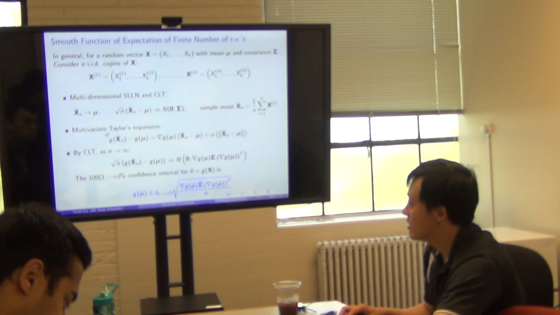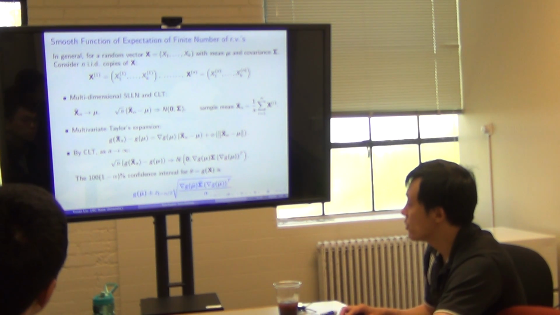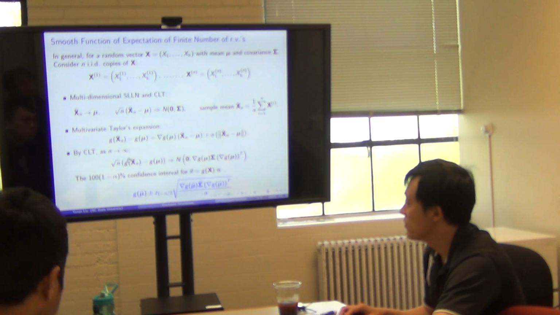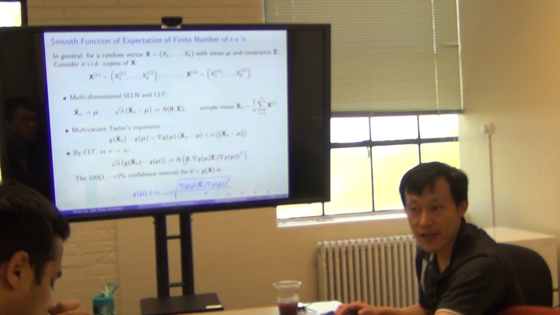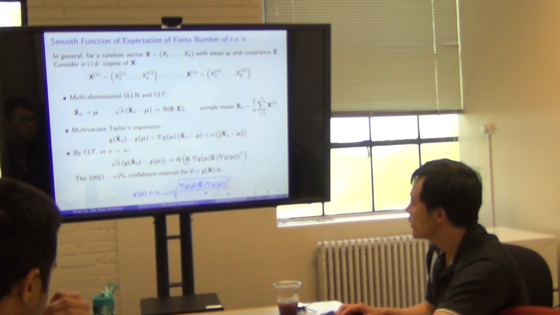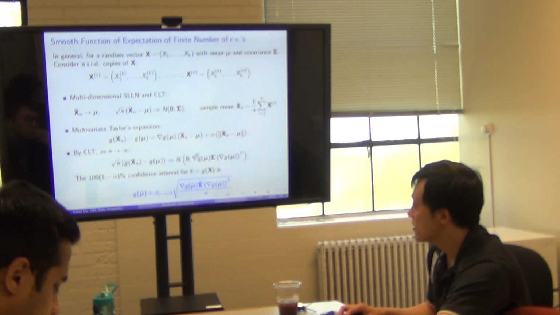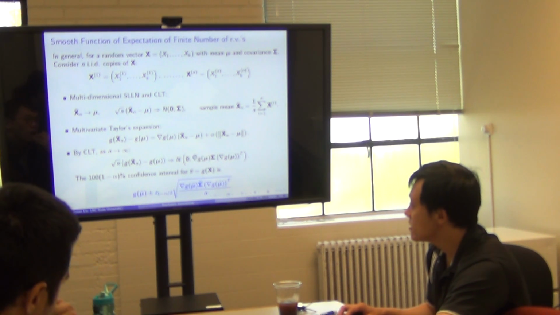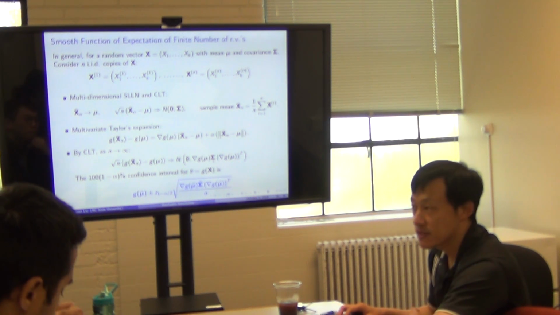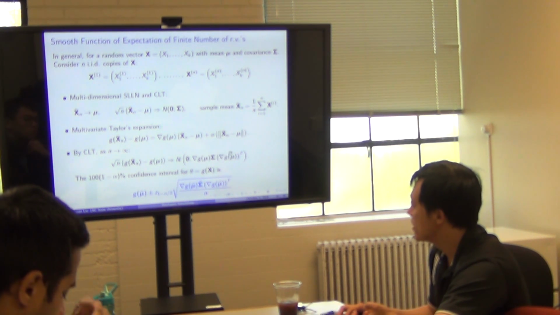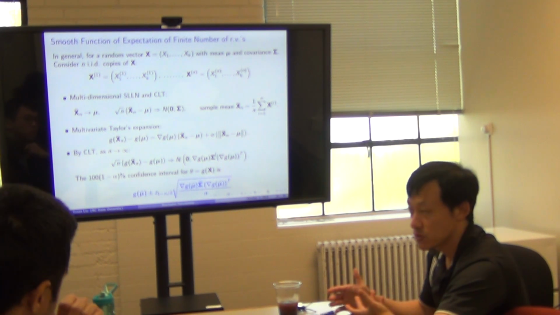The CLT of this guy will help us build our confidence interval, right? And this guy multiplied by root n will converge to a normal random variable with mean 0. Here the mean 0 is in vector form because it's k dimensional. And the variance of it is the gradient of g at the true values times the sigma, which is the covariance matrix, times the gradient transpose.